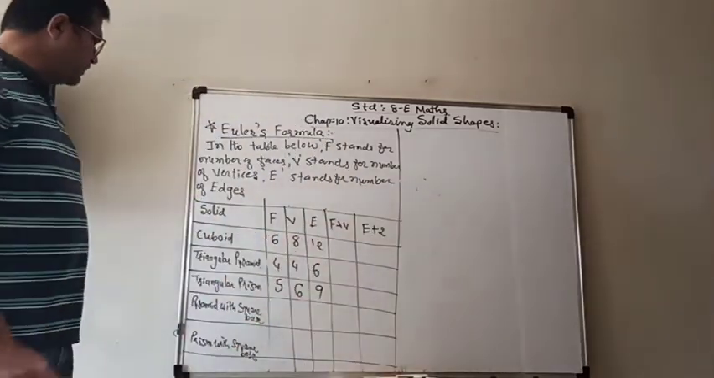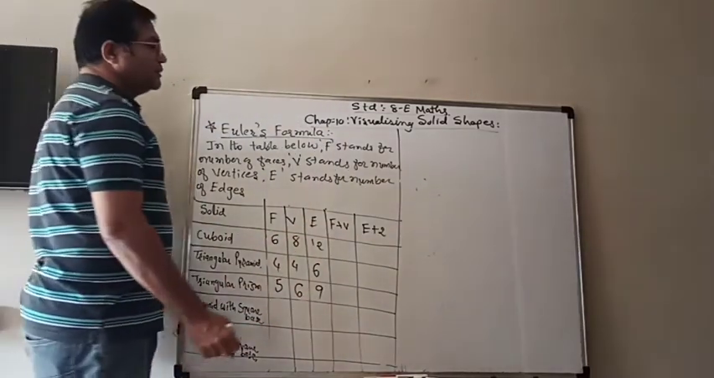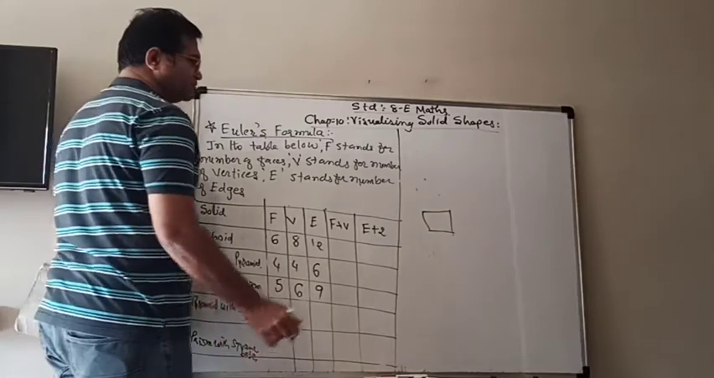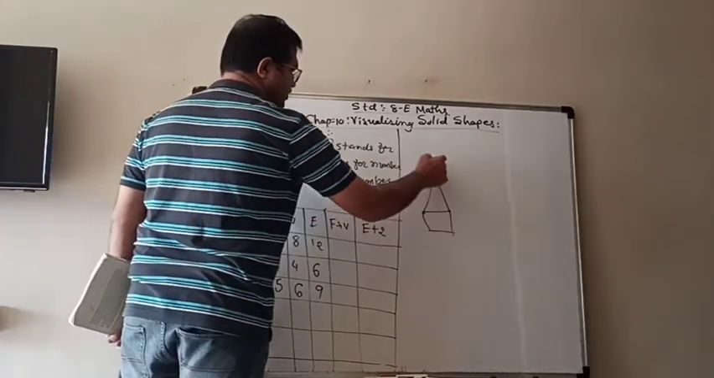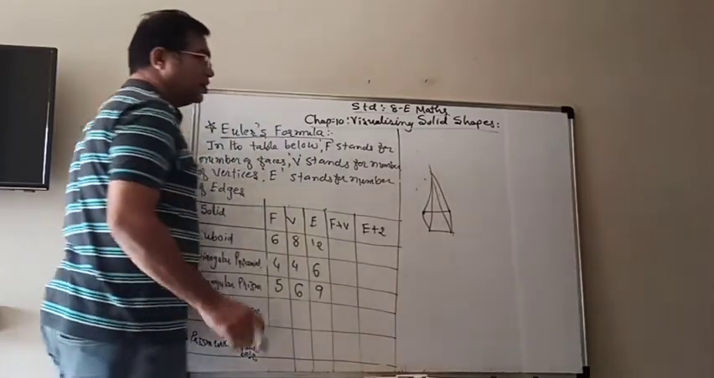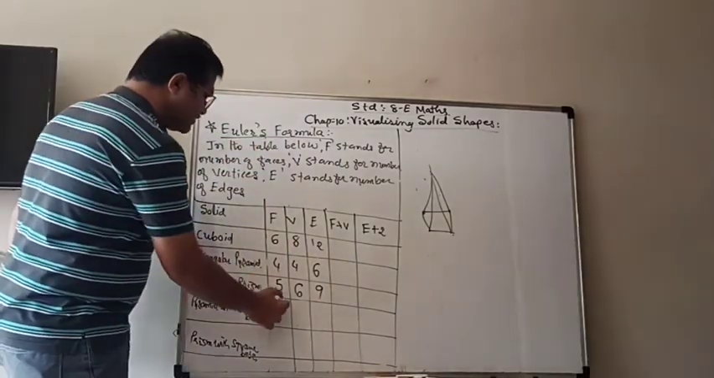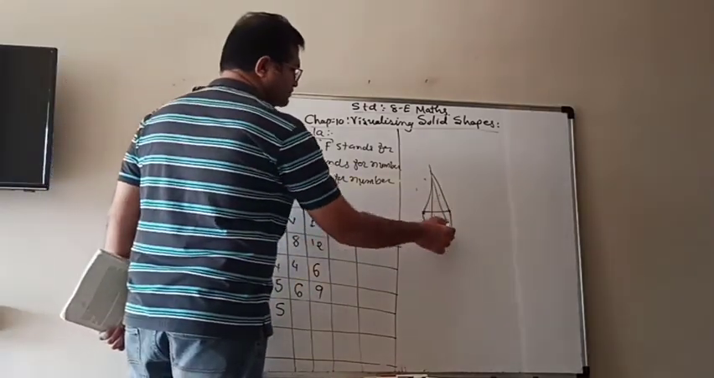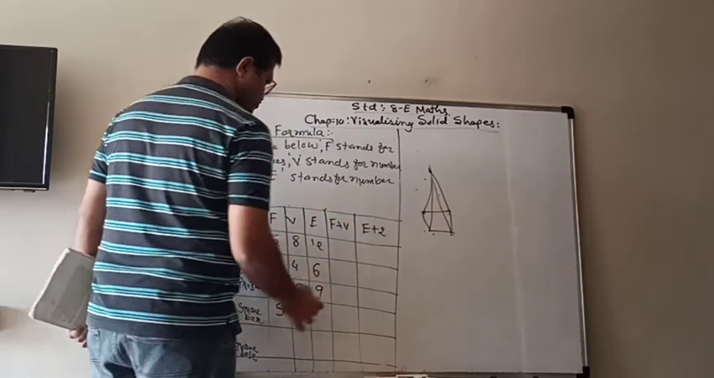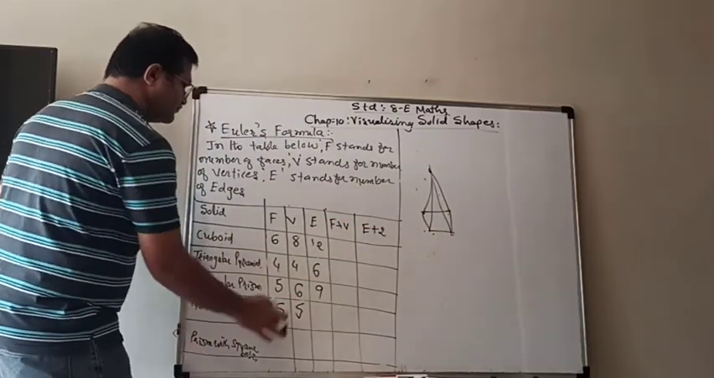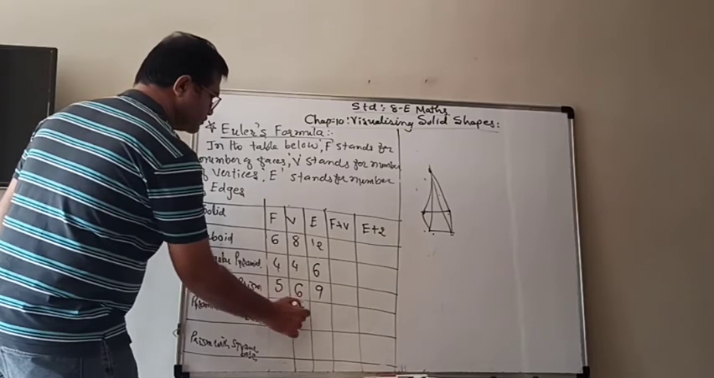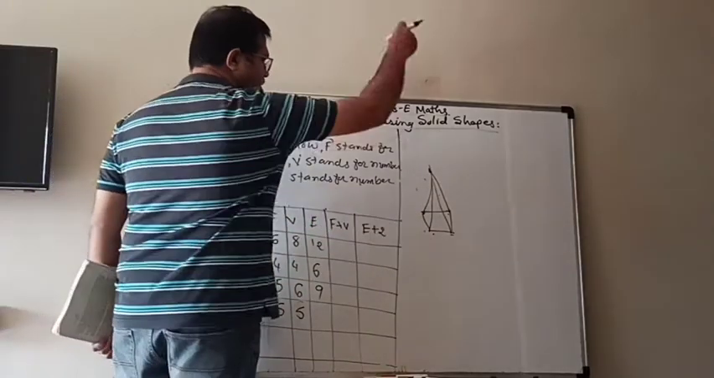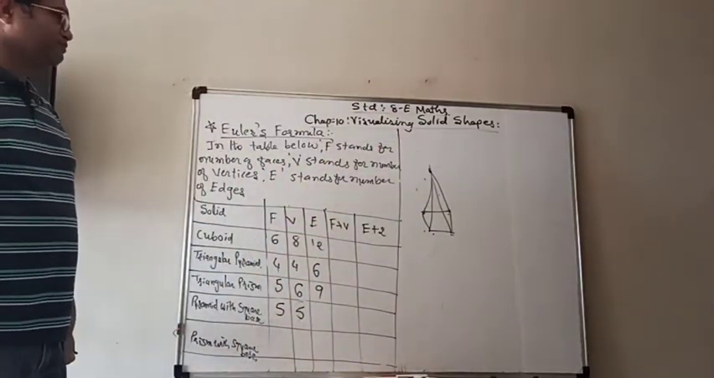Then the pyramid with a square base. A square base with the pyramid means one base, and from all the 4 sides the triangular faces are there. So 4 plus 1, 5 faces are there. Vertices: 4 at the bottom and 1 at the top, so 4 plus 1, 5. Now edges: 4 at the bottom and 4 coming to the top, so 4 plus 4, 8.